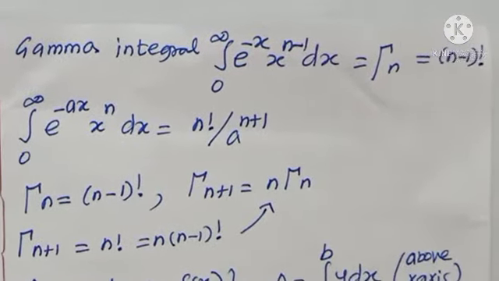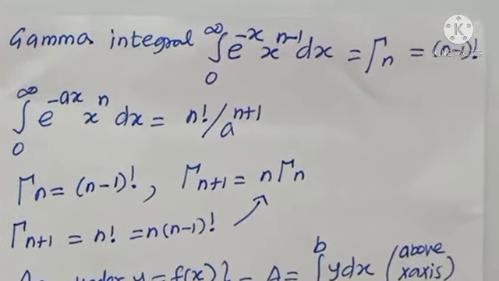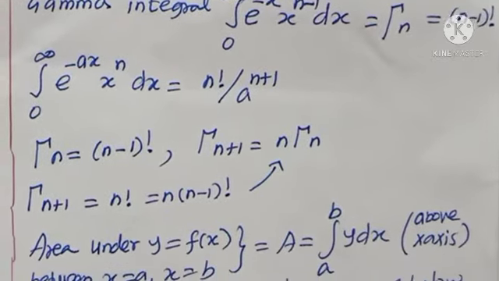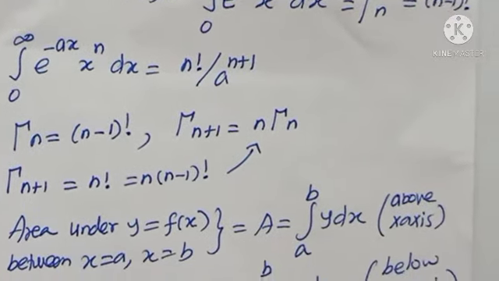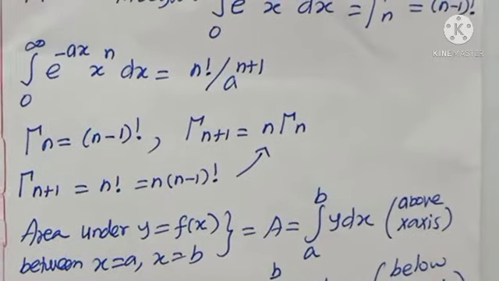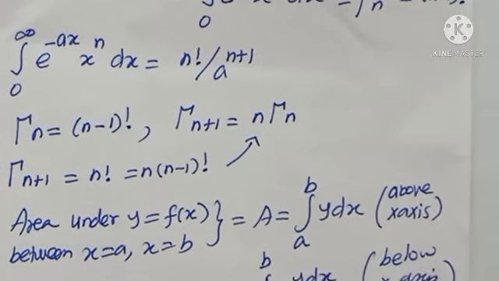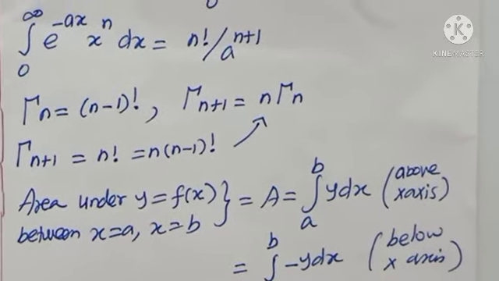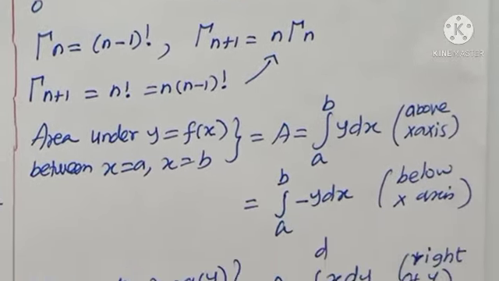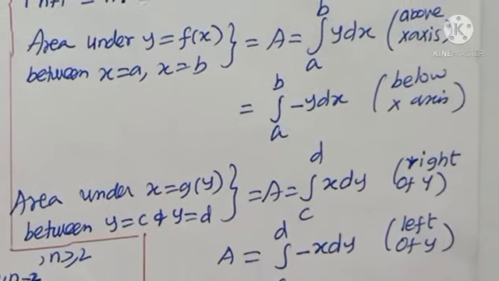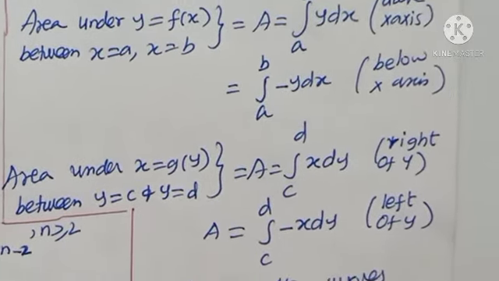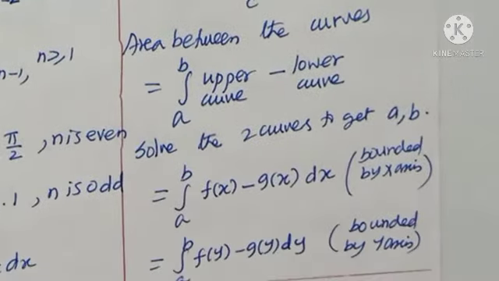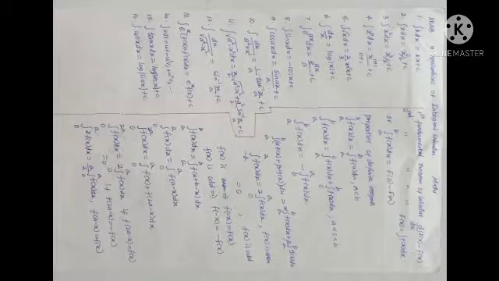The next important idea, gamma integral. Gamma n, we write n minus 1 factorial. In the exercise problems, we use this formula: integral 0 to infinity e power minus ax x power n dx is n factorial by a power n plus 1. Area problems mostly come under 2 to 5 marks. Hardly we have 1 or 2 in the objective type questions.